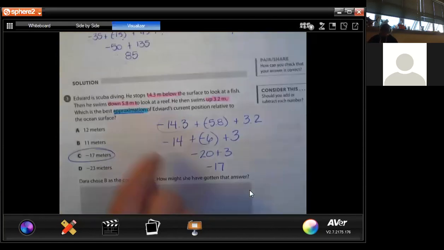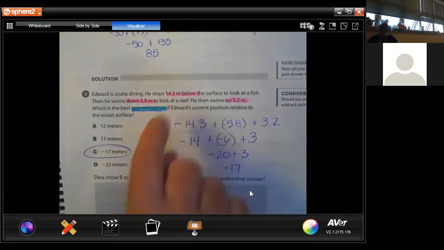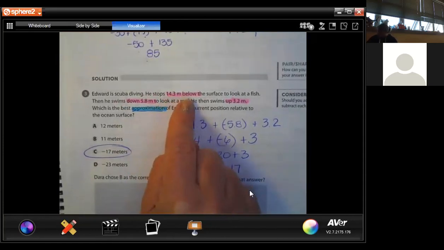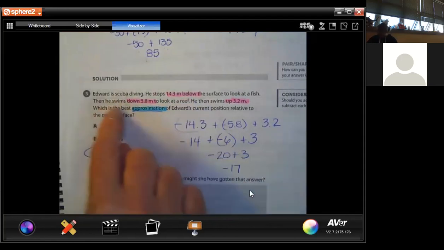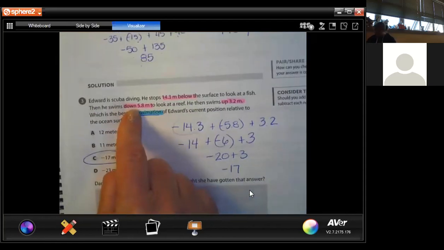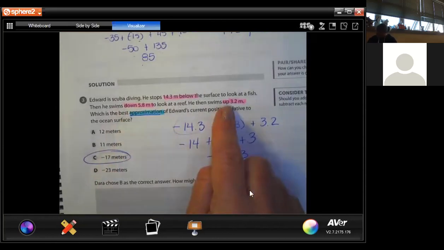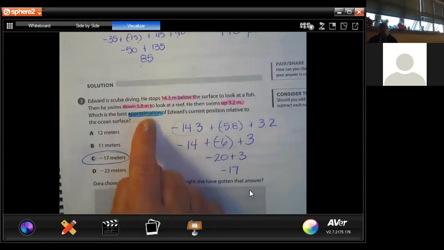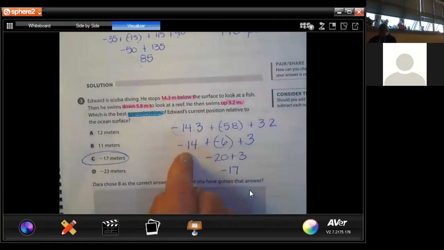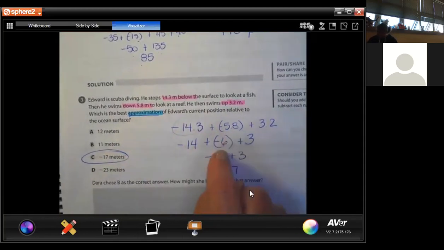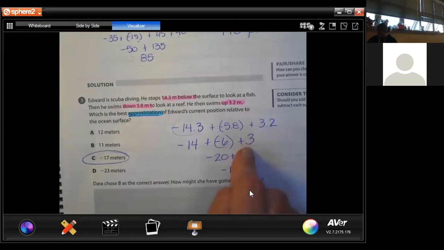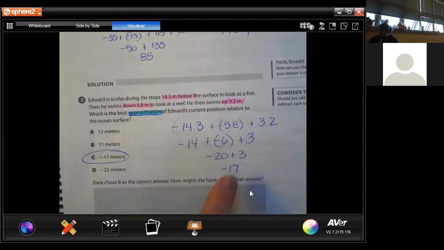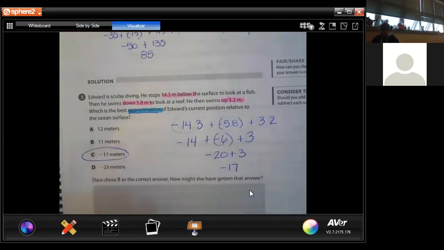Okay. Next, number 3, we're looking for keywords. 14 3/10 below, she's scuba diving, and then she swims down. So that's also a negative 5 8/10. But then she swims up 3 2/10. The best part of this whole problem is this word right here where it says approximation, because I get to round these. So negative 14 3/10 is negative 14. Negative 5 8/10 is negative 6. And 3 2/10 is 3. So if I add these together, I end up getting negative 17 meters.